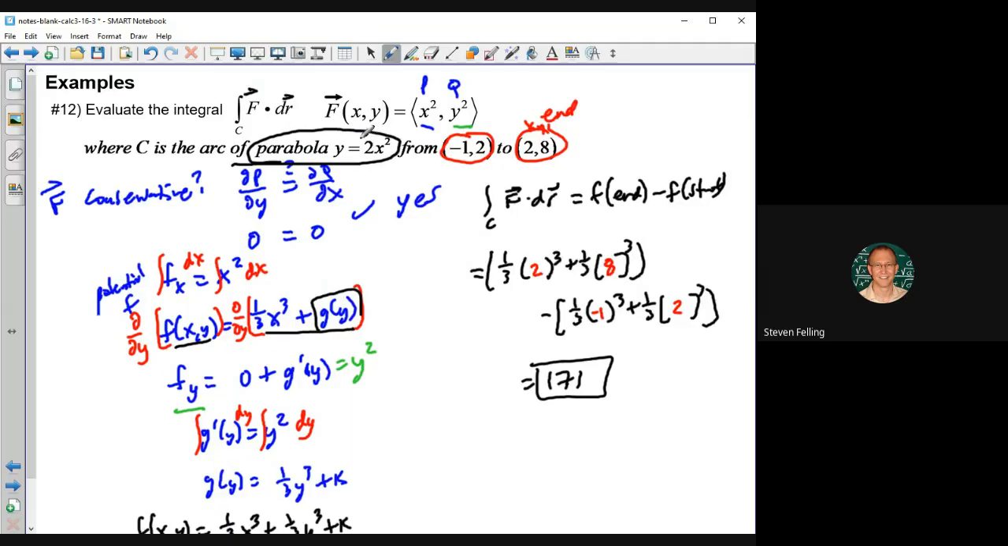So it's particularly nice if you have a really complicated path, because it might be very difficult to parameterize, or you might have to parameterize along different segments with different parts and have multiple integrals. But if you can show it's conservative, then you just have to find the single potential function for the field and then plug in the endpoints. All right.